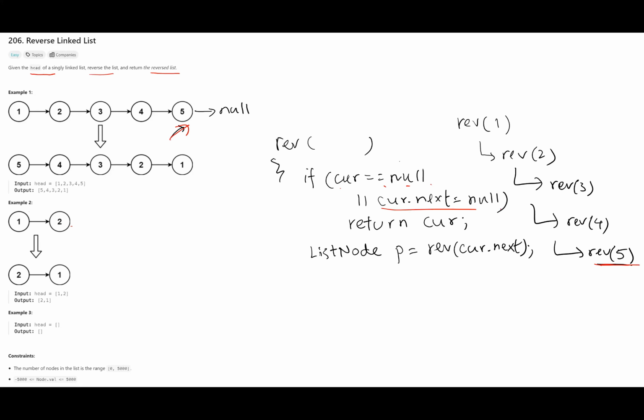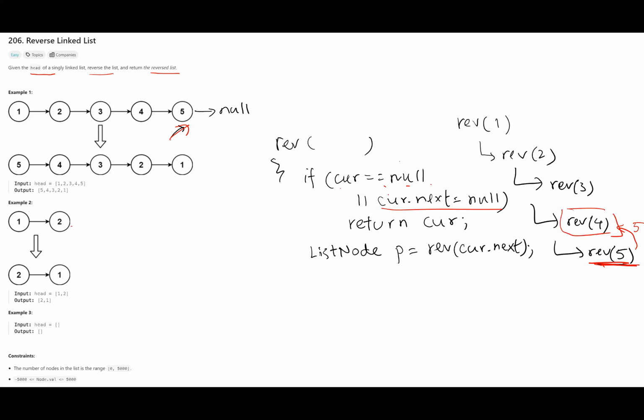So I'm going to hit this now, right? At this point. So what I'm going to do is return 5, right? So I'm going to return 5. Okay. So next thing is I am now here. So my current node is now 4, right?